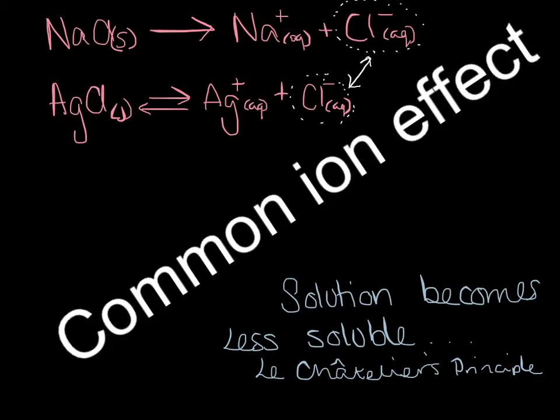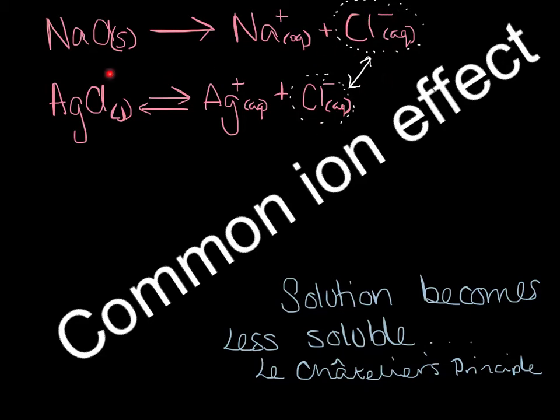This last style of KSP problem is called the common ion problem, and it deals with the fact that if you have a solution and you're trying to add something that has the same ion in it, it's going to make it less soluble. So I have the example here, sodium chloride dissolving into sodium and chloride ions, and then silver chloride dissolving into silver and chloride ions. Now, since they both have the chloride ion present, those are common to both of them. So that is the common ion.